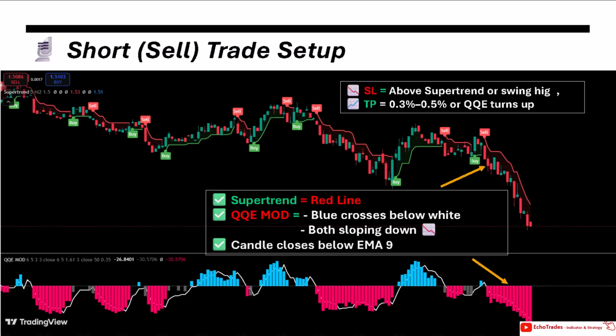Got it. And taking profits on shorts. Same options as the longs. Exactly the same options, just applied to a short position. You can use that quick fixed target, 0.3% to 0.5% profit, bag the small win, or let the QQE MOD guide you out. Exit when the lines flatten, or, more clearly, when the blue line crosses back above the white line. Signals the downward momentum is fading.